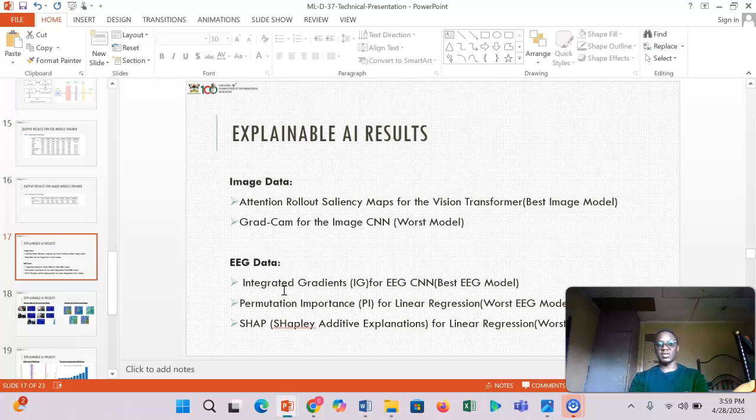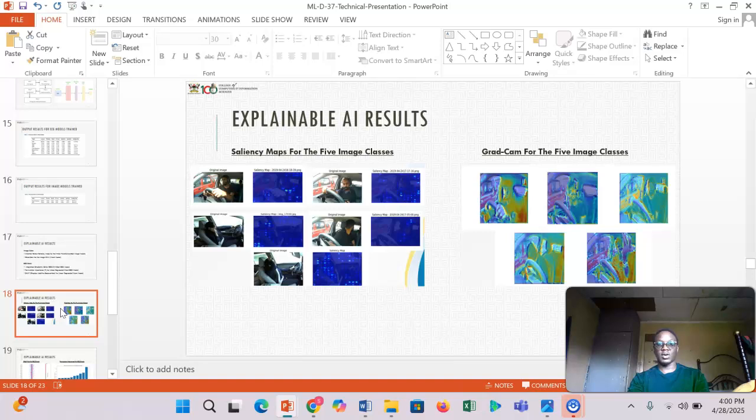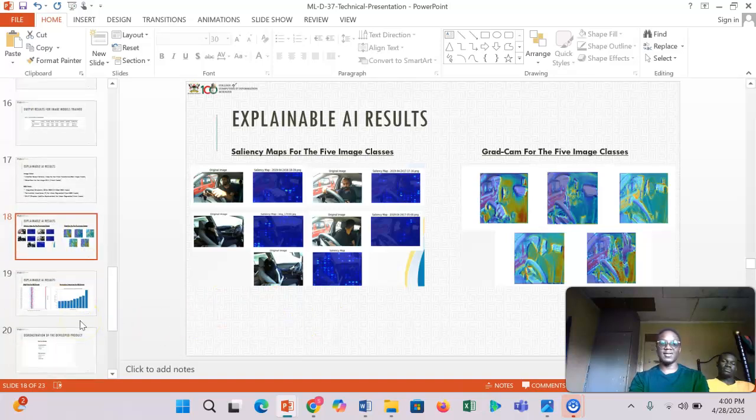Then for the EEG dataset, we use permutation importance for our worst EEG model, which is linear regression, and then we use SHapley Additive exPlanations for our CNN, which was the best model. So as you can see, those are the images that we concentrated on. This is for the vision transformer, and this is for the CNN, both the visual images, and you can see that they are concentrating on the human beings or the drivers, which is the main point of focus of our models to make their decisions.